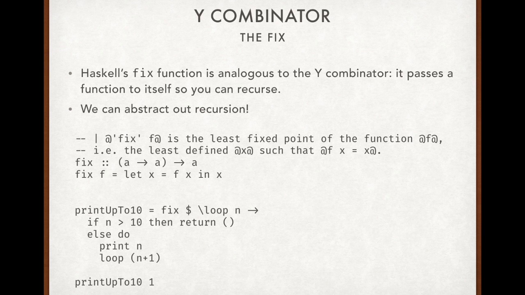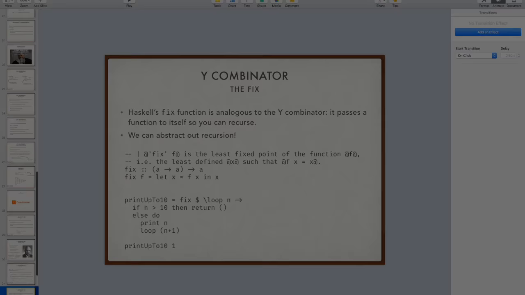Back in the fix definition, how is the second x in scope? Because it has recursive let. Haskell has recursive let, that's why. Could you also write that as x where? Yeah, x where x equals f of x. I'll just write it. Let's do it.